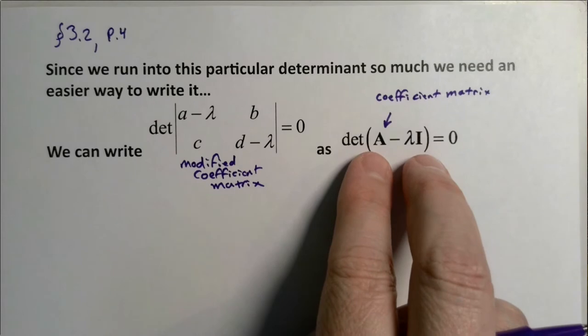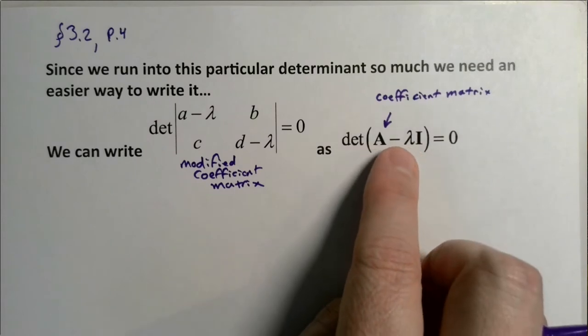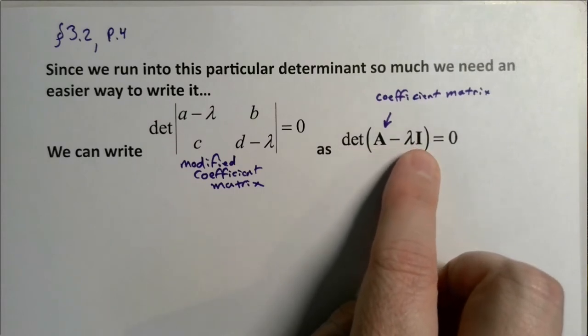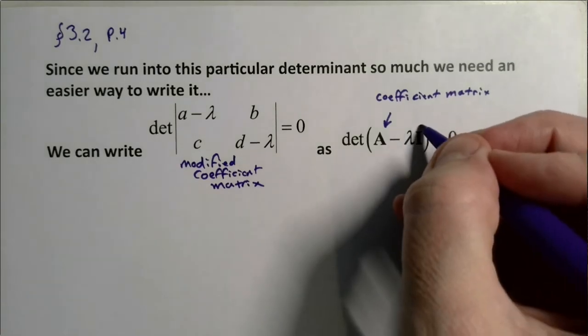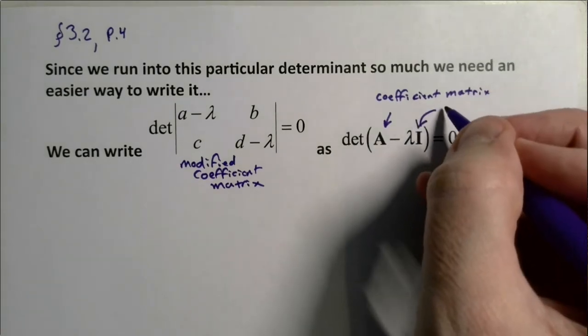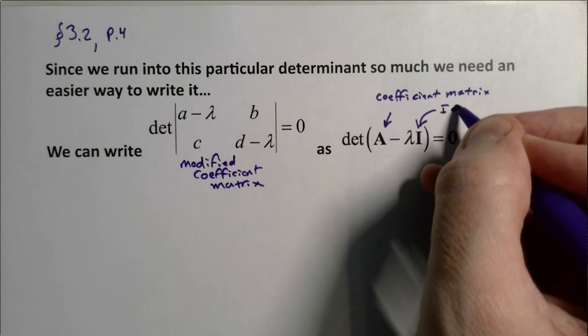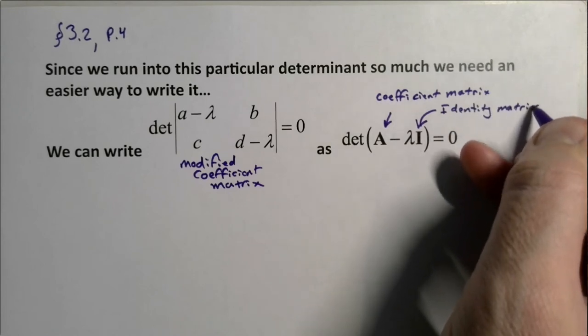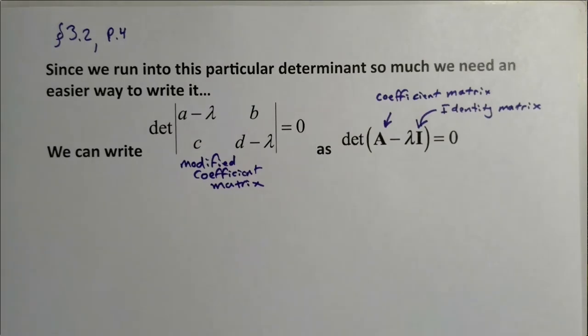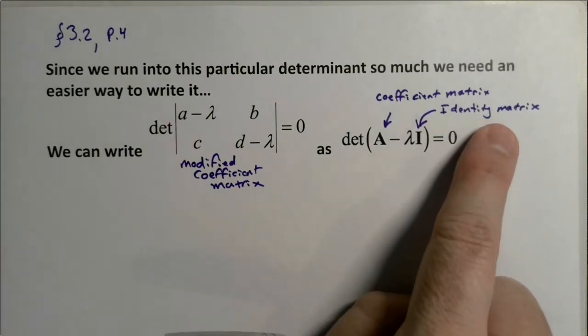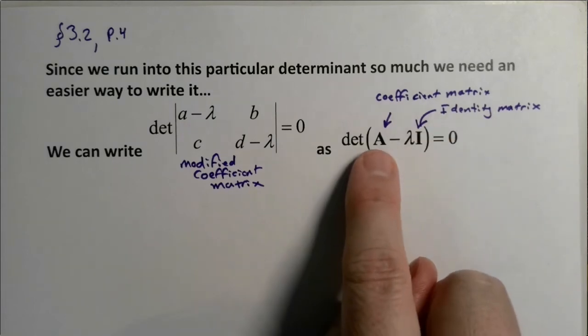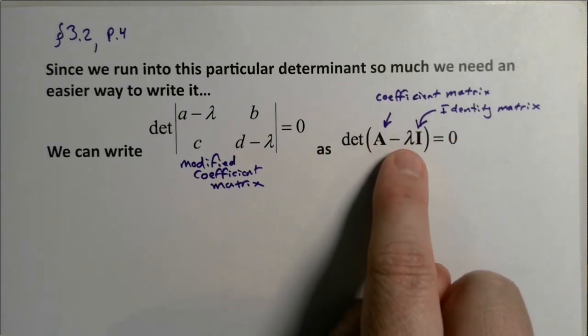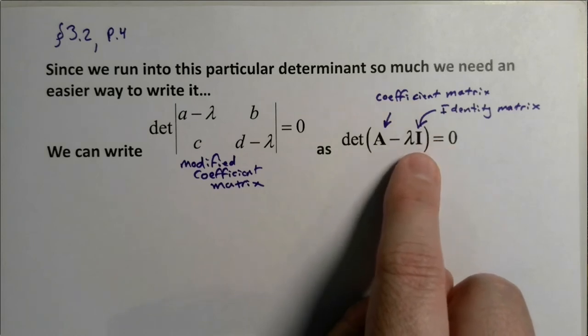And inside here we're saying coefficient matrix minus lambda times I. And that I is not the imaginary i. That's the identity matrix. And if you remember from your matrix interlude notes, that basically plays the role of 1 in matrix land. So this is like saying A minus lambda times 1. And we're actually going to see how this works.